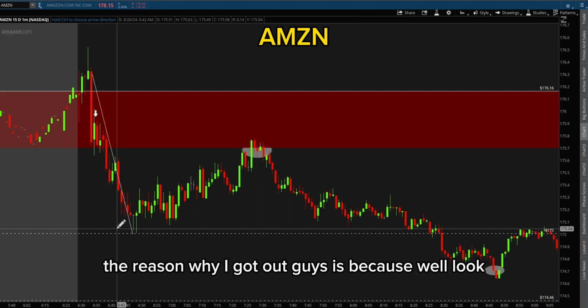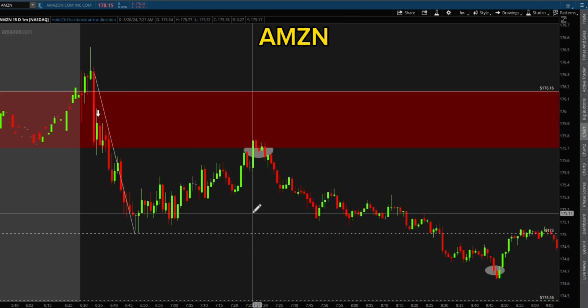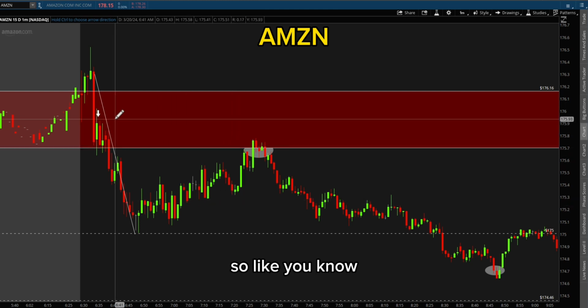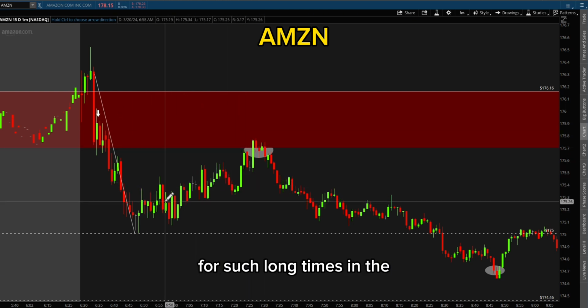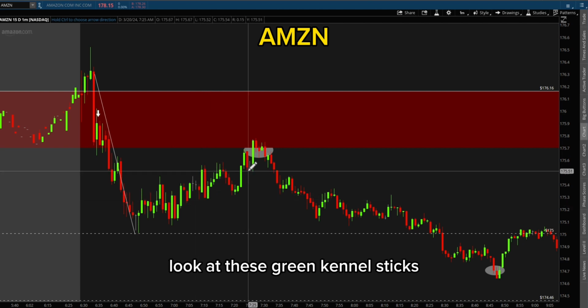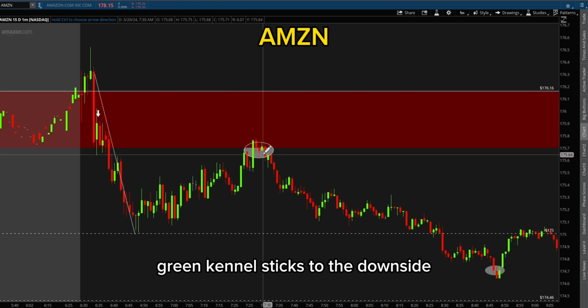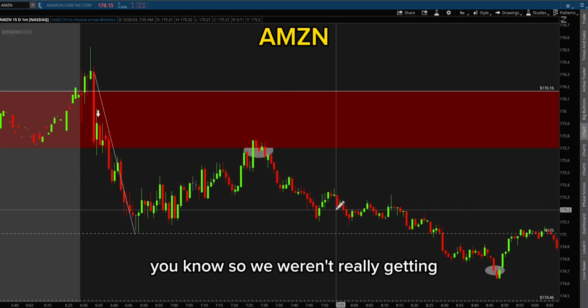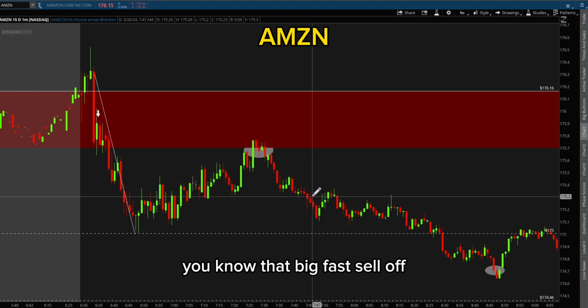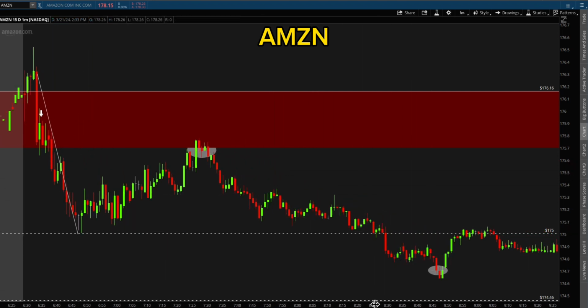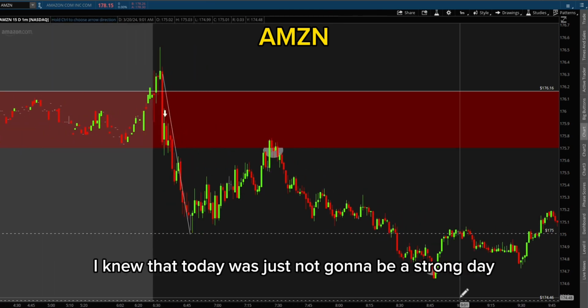But the reason why I got out, guys, is because, well, look, normally, if a stock's going to go, it'll go pretty quick, right? So it's not going to chop around like this for such long times. And look at these green candlesticks. These are some strong buyers right here, right? There's almost no wicks on these big green candlesticks. And to the downside, we weren't really getting that big fast sell-off. And because we didn't, I knew that today was just not going to be a strong day.